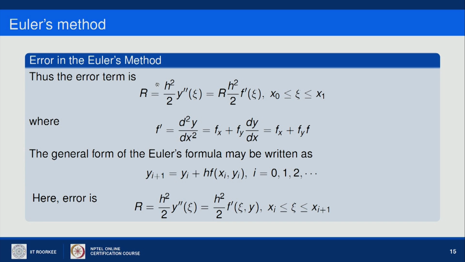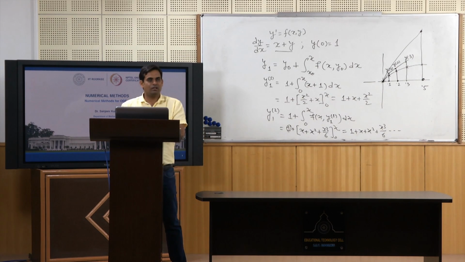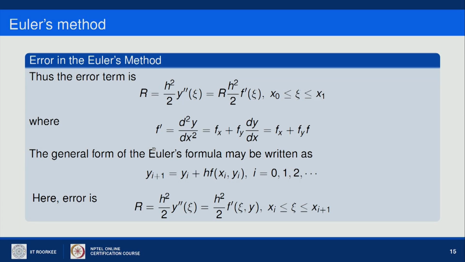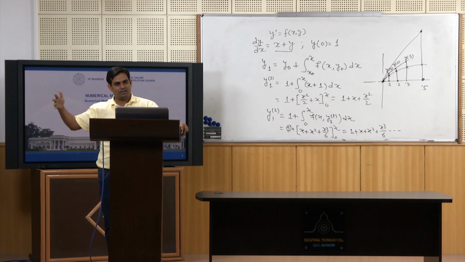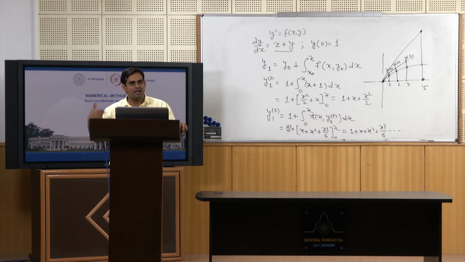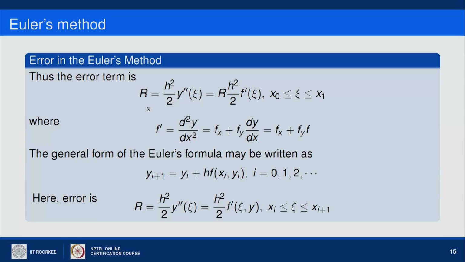So, the error term r is h square by 2 y double prime xi, because we know that dy by dx equals f. So, d2y over dx square, that is y double prime, will be f dash, so I can write it as f dash xi. How do we calculate f dash? Because f is a function of x and y, and y is again a function of x, f prime will become f x plus f y into dy upon dx, and again dy by dx will be f. So, f prime will be f x plus f y into f. So, the error term, as I told you, will be h square upon 2 f prime xi, y.